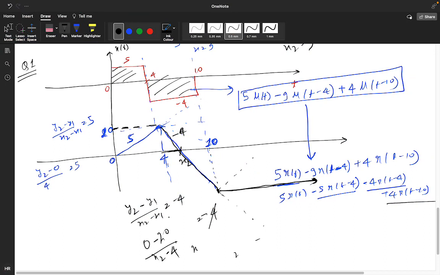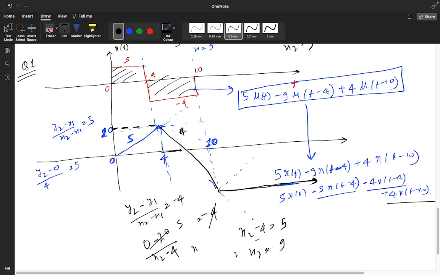So x2 minus 4 is equal to 5. So the x2 value will be 9. So this particular value is 9. So the graph will be something like this. Okay, it will be like this.